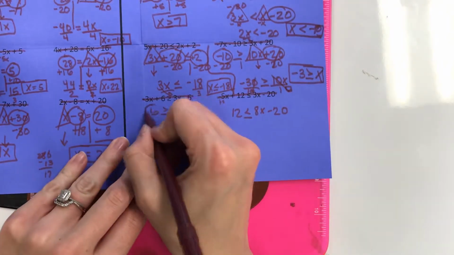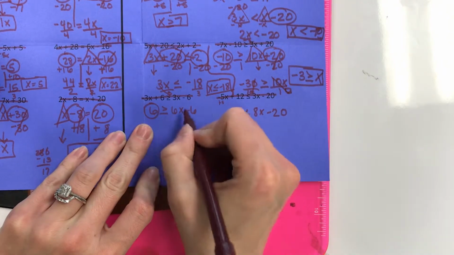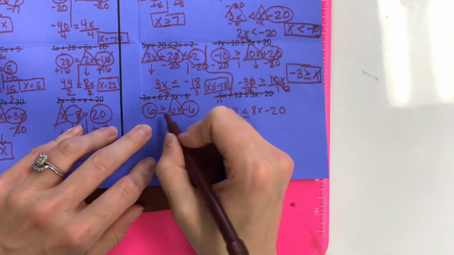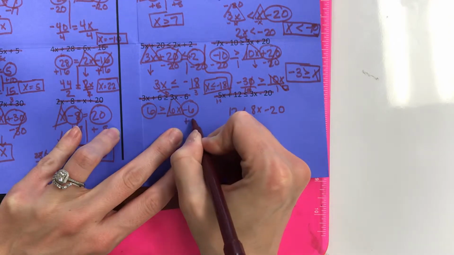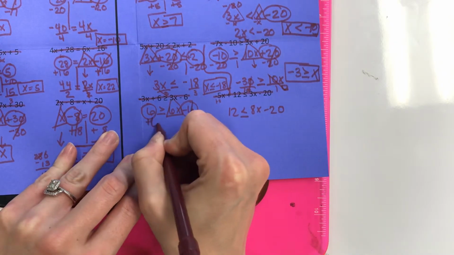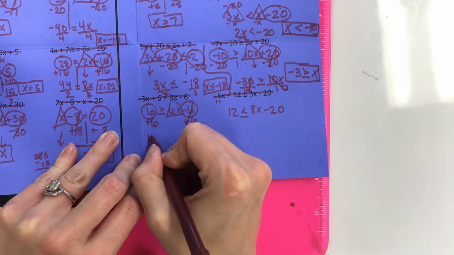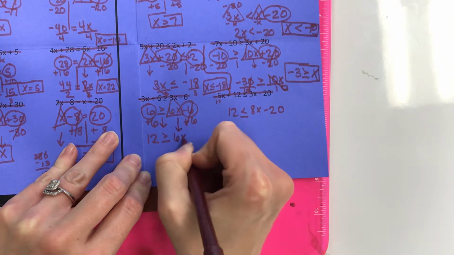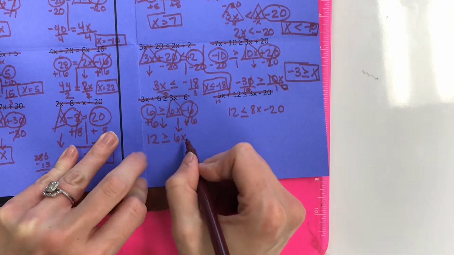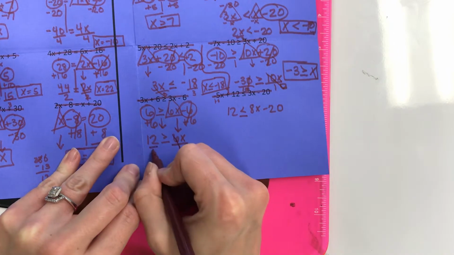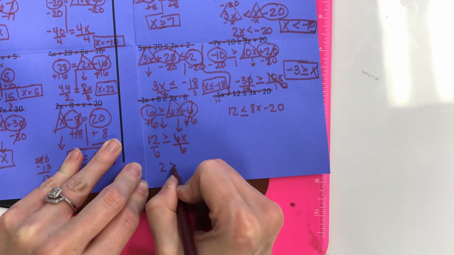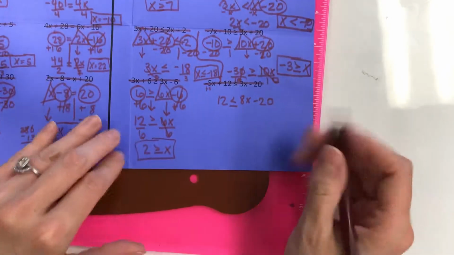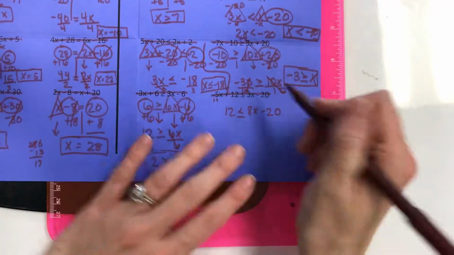Last two, we've got 6 is greater than or equal to 6x minus 6. Okay, I gotta start over here. I'm gonna get rid of that -6 and add it. So 6 plus 6 is 12, and I'm gonna bring down my sign, and I'm gonna bring down my variable. Okay, so 12 is greater than or equal to 6x. My last step is to divide. 12 divided by 6 is 2. So 2 is greater than or equal to x. We haven't had to flip any of these signs.